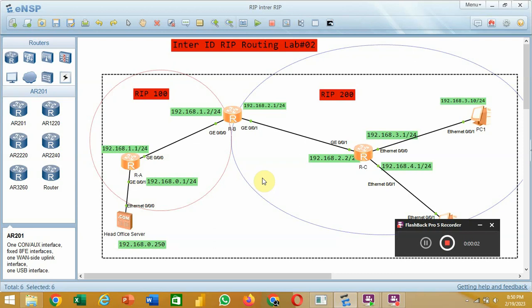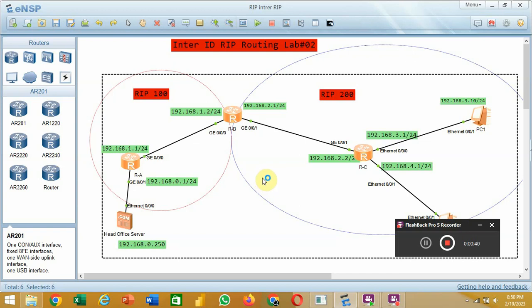Hello friends, we are starting our second lab of RIP, Routing Information Protocol. In this lab, we have to configure two RIP IDs. One is RIP 100 and the second is RIP 200, and our task is to communicate the head office server with the client PCs which are connected with router C.